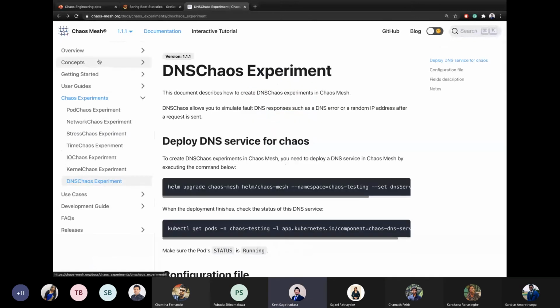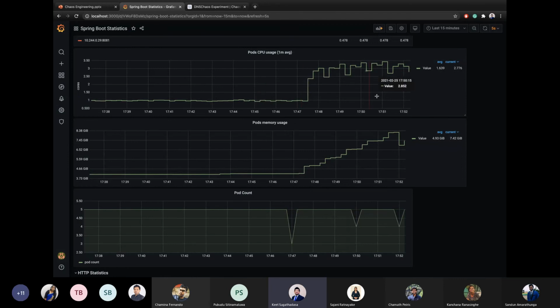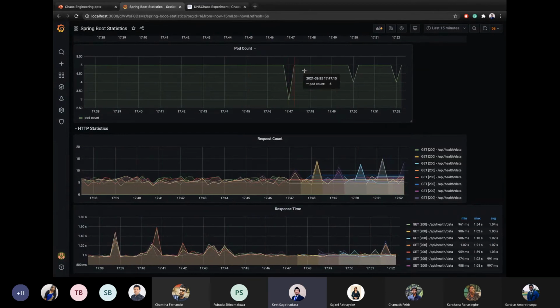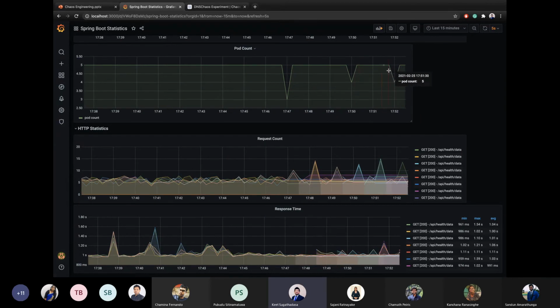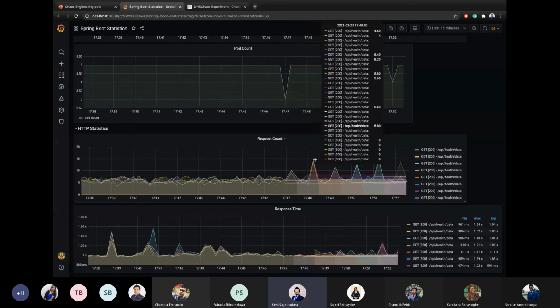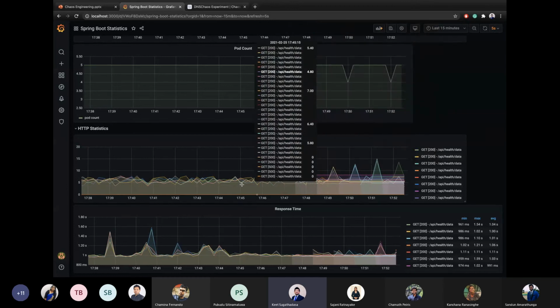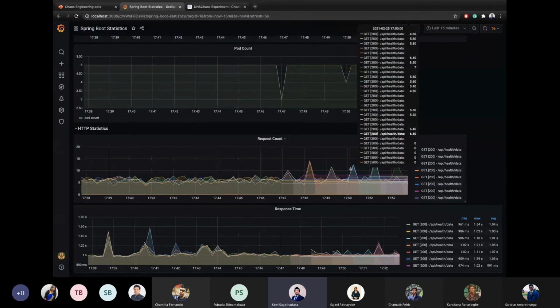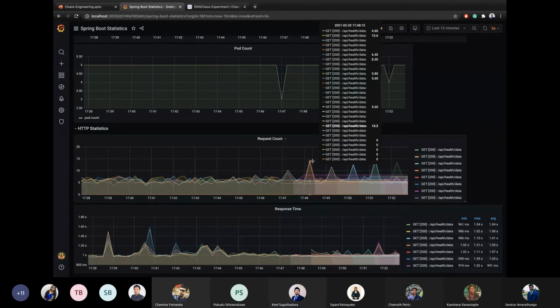Now, since we have had a look at these different kinds of experiments, let's have a look at our demonstration right now. So we'll start from the pod count. As you can see, certain pods have been down a certain number of times. In the meantime, if you look at the request counts that are coming to each of the pods, you can see that certain pods were getting around 7, but since certain pods are getting killed, some of the pods are getting around 15 requests.